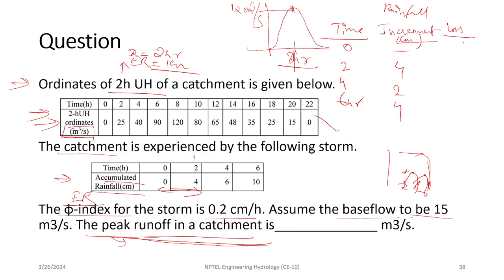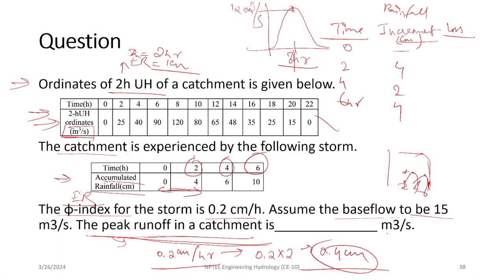Now I'm just asking about the loss. Tell me the loss. It will be 0.2 centimeter per hour. It is given, right? But you can see every storm is occurring for 2 hours, the difference from time to time. So if I multiply it with 2, then I will be getting 0.4 centimeter in total. That is the loss. So 0.4 I have got in terms of loss.